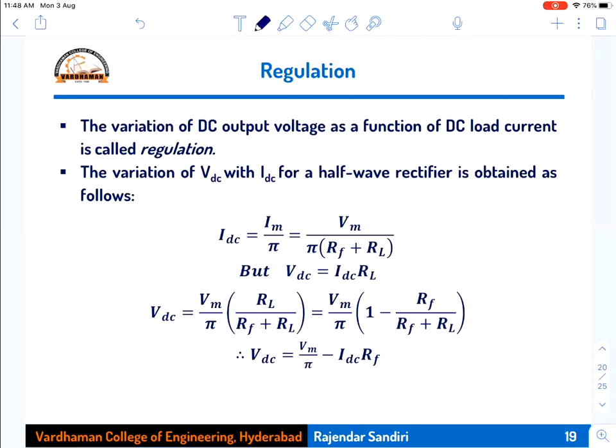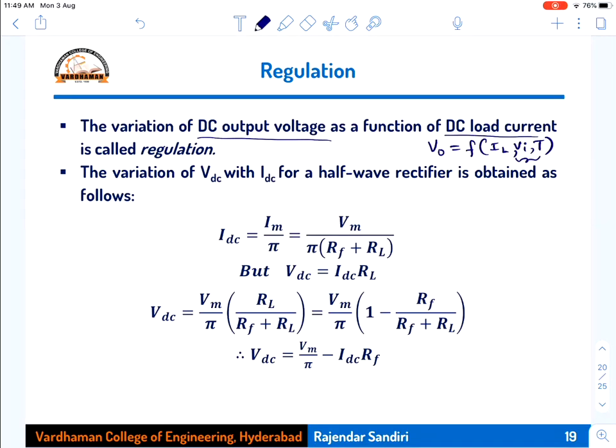Regulation is nothing but the variation of DC output voltage as a function of DC load current. That's what I told, right? Output voltage is a function of load current, input voltage, and temperature. All these three are there. Ideally, output voltage should be independent of all these three. Then only it will be a perfect regulator. But now we are seeing only the variation of load, ignoring Vi and T. If you take only output voltage as a function of load current, then we call that regulation.